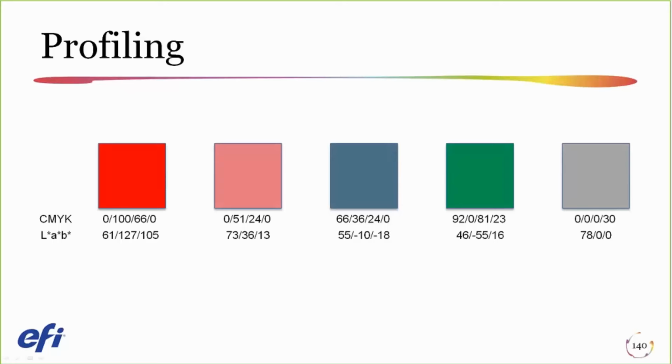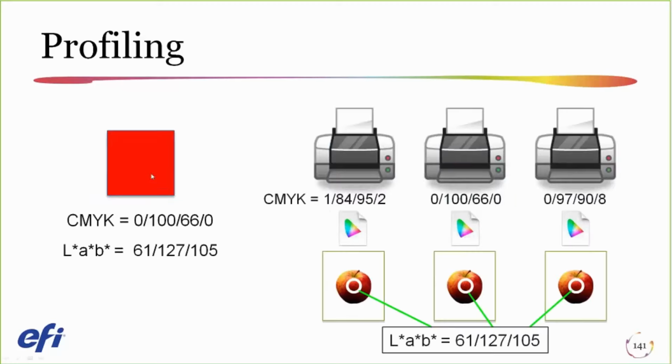To build one, I would send, now here's a sample of just 5 patches. In true life, if I'm profiling an output device like an inkjet printer, I might print 1,000, 1,500 patches, maybe even more. But I send recipes, CMYK values, to my output device, and I measure them with something called a spectrophotometer and get LAB values. What color does this recipe look like on this output device with this media? Well, then if I take, let's say, that same red, and here's the recipe that I printed where I sampled it and got this LAB value, 0 cyan, 100% magenta, 66 yellow, and 0 black.